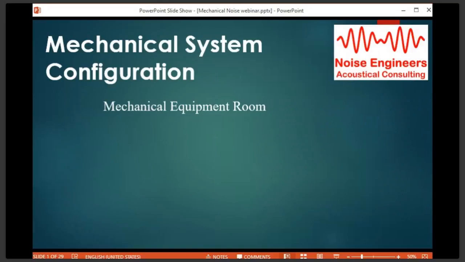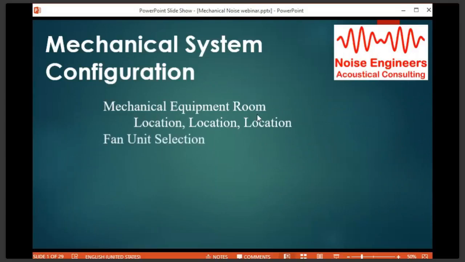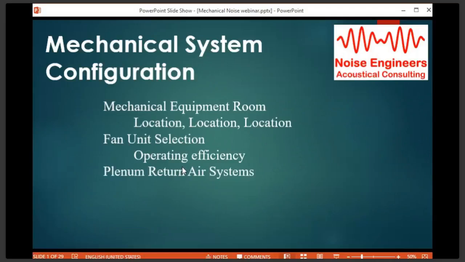So configuration, mechanical room, equipment, where you put that room is key. You don't want it above a noise-sensitive space. We see equipment placed all the time, rooftop units above classrooms. And sure, you can mitigate it, but it just costs more. If it were over a hallway or some utility room or some room that's not as noise-sensitive, that makes life a lot easier. Fan unit selection, you want it to be operating efficiently. You can get noise issues when you're operating out of the range of the unit.